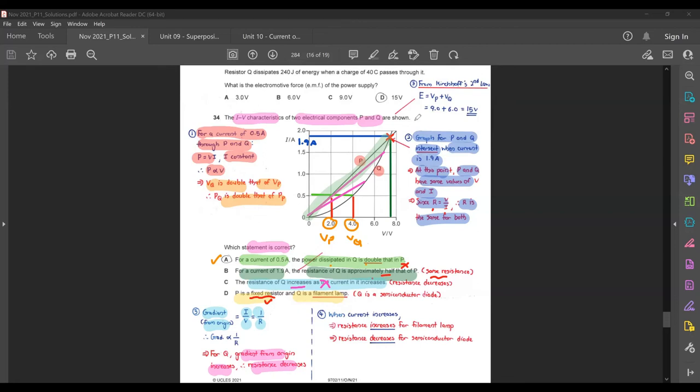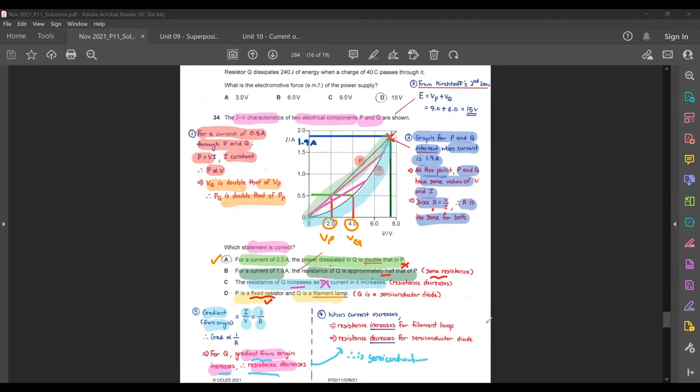But the problem is with Q, which is this line. So now we notice that the gradient is actually increasing, therefore resistance decreases. This one is actually a semiconductor. Okay, it's a semiconductor. Therefore, it's a semiconductor.